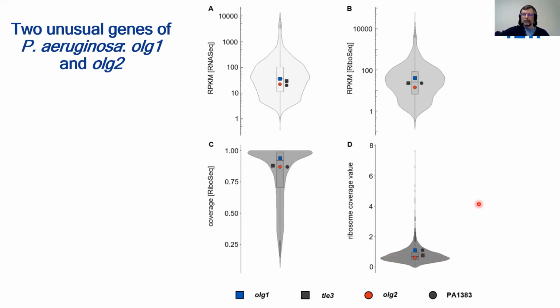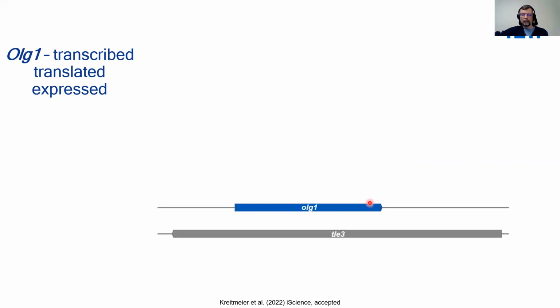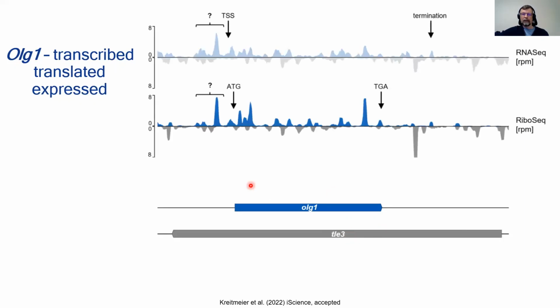Okay, so let's proceed. We found this unusual open reading frame in the genome of Pseudomonas to be transcribed and translated. Here we have the gene arrangement. So this is overlapping gene 1. This is the mother gene, so to speak, the gene that overlapping gene 1 overlaps with. And here are the reads in a slightly different type of picture. Here you can see the reads for the ribosome profiling, here for the standard messenger RNA profiling, so transcription and translation.